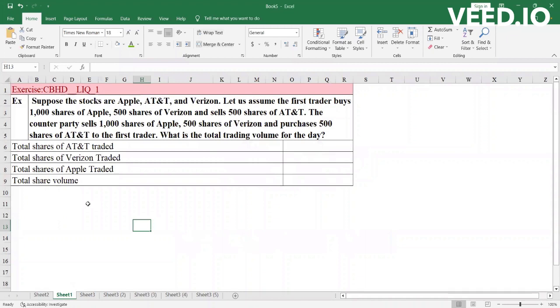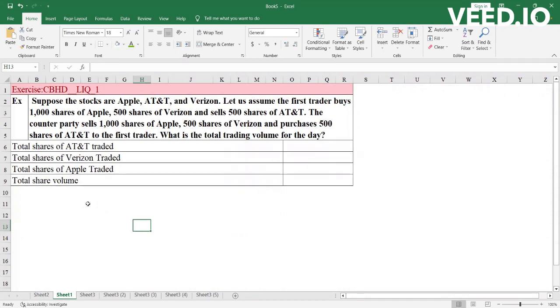The topic I'm going to cover today is trading volume. The question at hand is that there are three stocks: Apple, AT&T, and Verizon. Assume that the first trader buys 1,000 shares of Apple, 500 shares of Verizon, and sells 500 shares of AT&T. The counterparty sells 1,000 shares of Apple, 500 shares of Verizon, and purchases 500 shares of AT&T from the first trader. What is the total trading volume for the day?